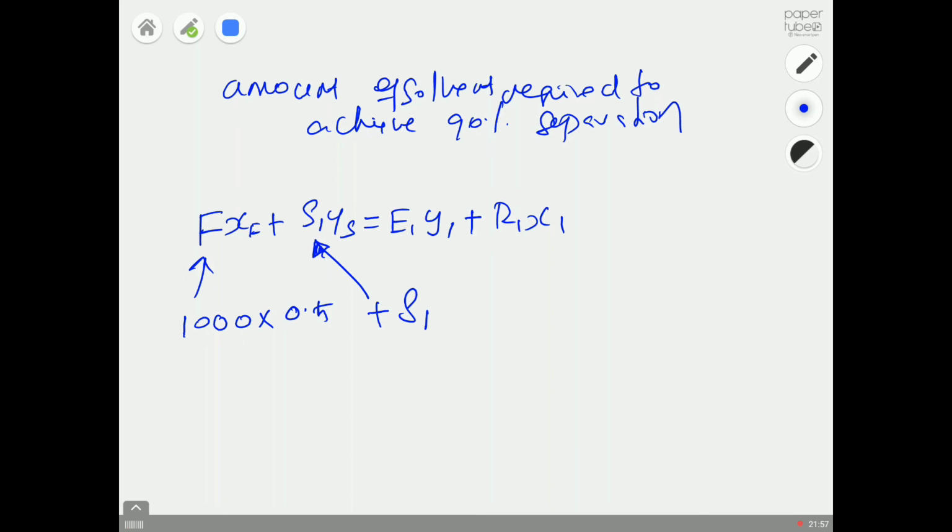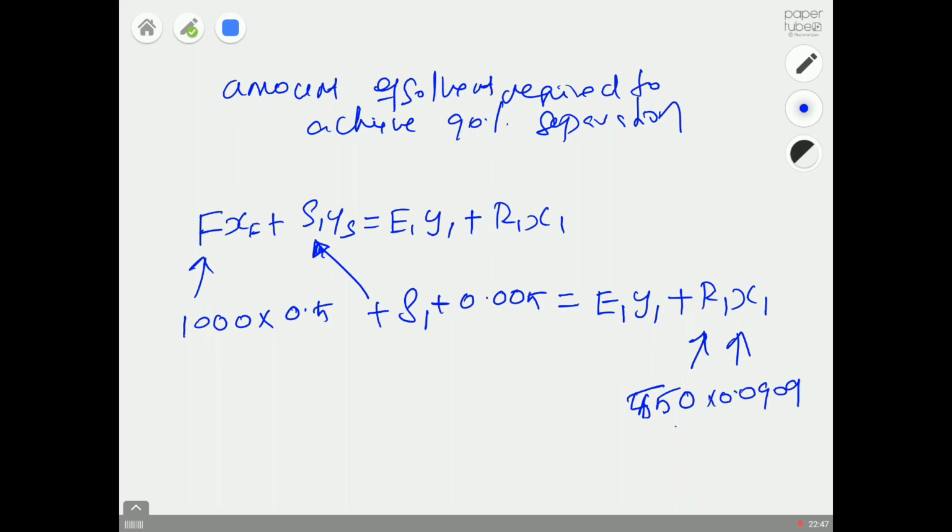S1 yS: yS is how much? It's 0.5 percent, so it will be 0.005, which is equal to E1 y1 plus R1 x1. So we know R1 value is 550, and the x1 value is what we calculated just now, 0.0909. So what value is missing at the moment?